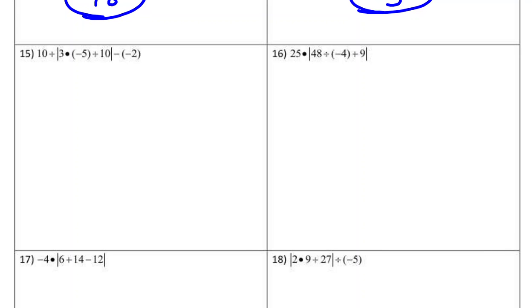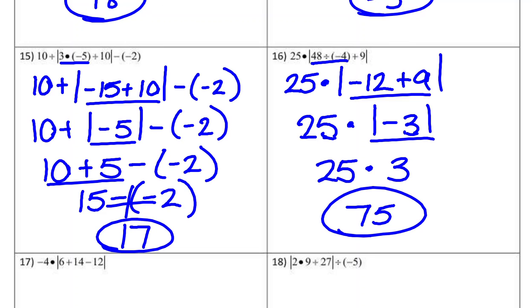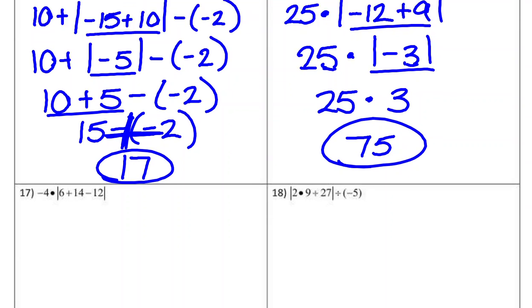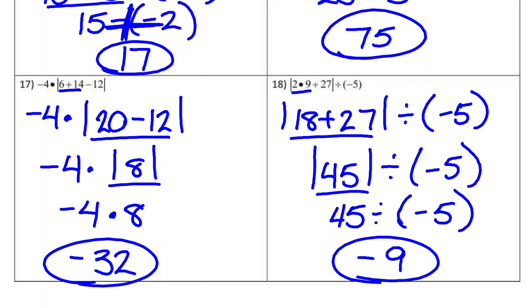Let's pause and let's do 15 and 16 on your own. There are your answers for 15 and 16. Be careful that double negative right there turns into a big plus. So make sure you're careful with that step in number 15. Let's look at the last two, 17 and 18. Pause the video, do them on your own. When you're ready, unpause to check your work. And here's your answers for number 17 and 18.